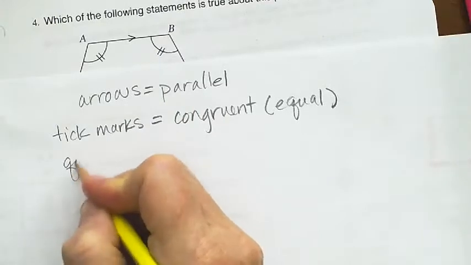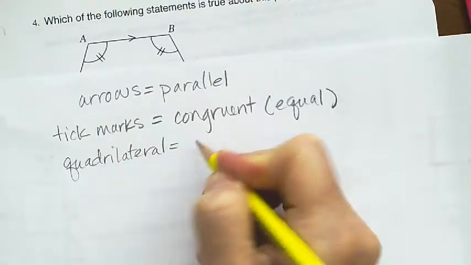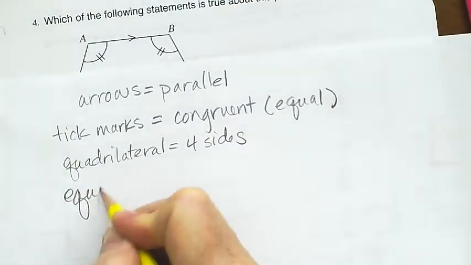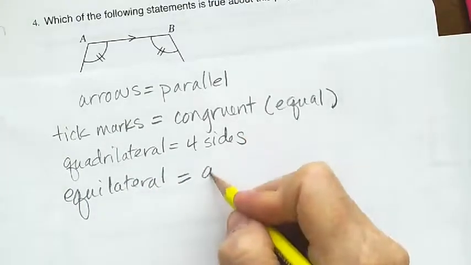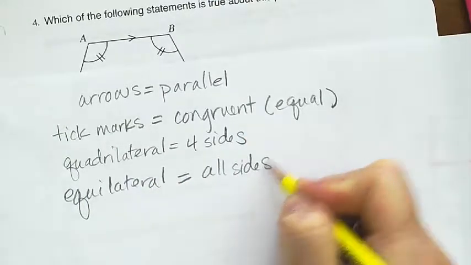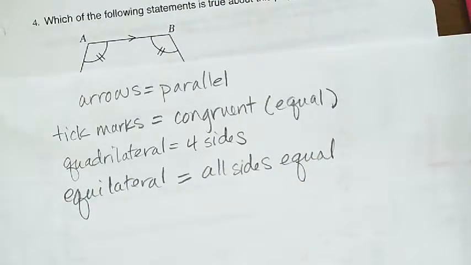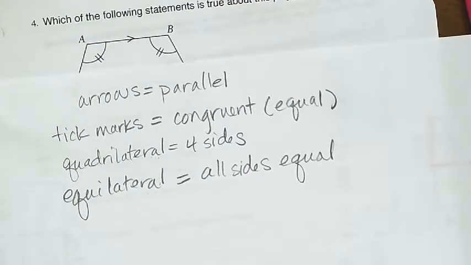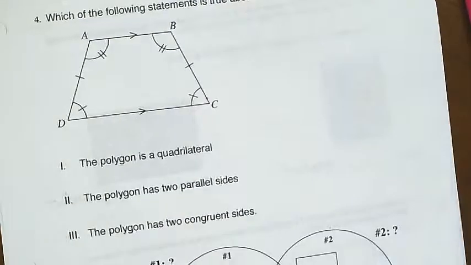So let's put quadrilateral, four sides, and then just to review, equilateral, all sides equal. I emphasize this a lot, and there's a reason. There's a reason you need to know the difference between those two. And those posters that were there in the first week of school, they're still there.